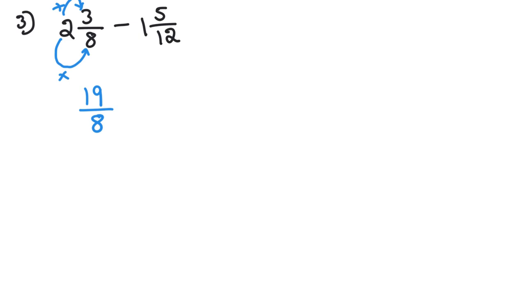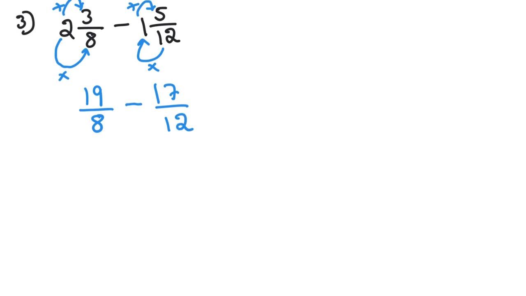Can you try for the next one? Minus 5 over 12. How will you do it? Change it into an improper fraction. 12 times 1 is 12. Plus 5 is 17. So this becomes 17 over 12. Great.